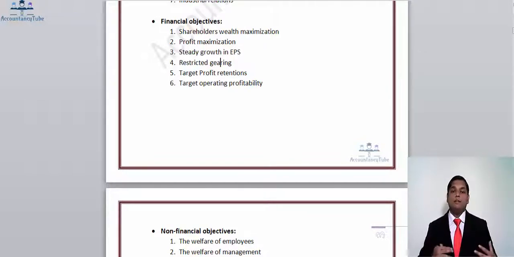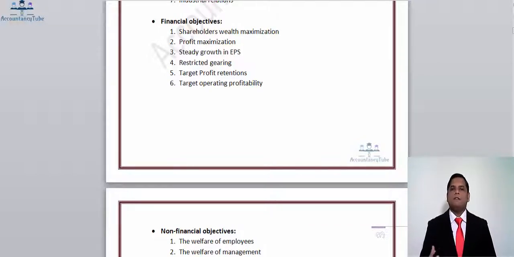And at the same time, a steady growth in profit means more dividend will be available for them at the year end. So shareholders' wealth maximization is one of the financial objectives of financial managers. After that, we have profit maximization. It is the responsibility of financial managers to maximize the company's overall profitability.